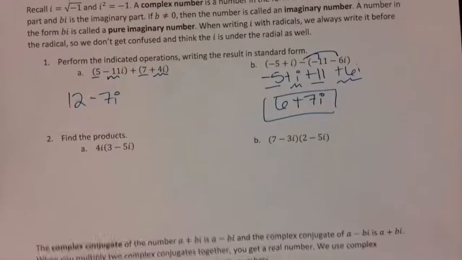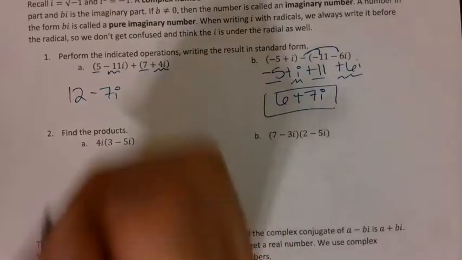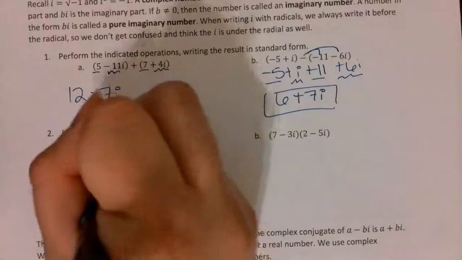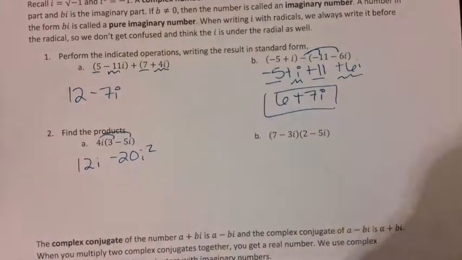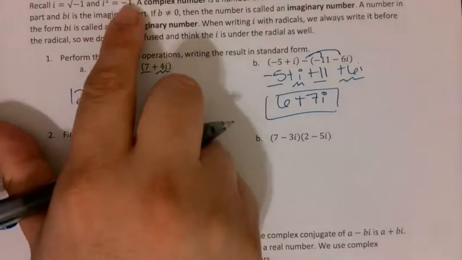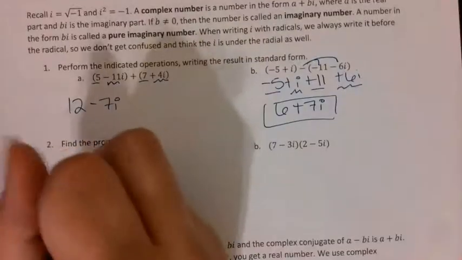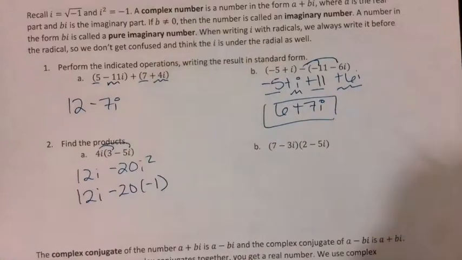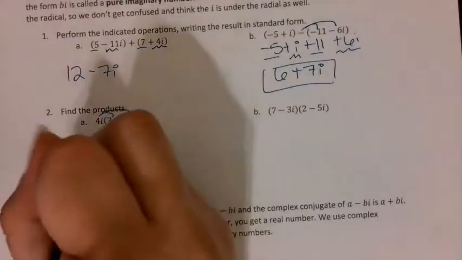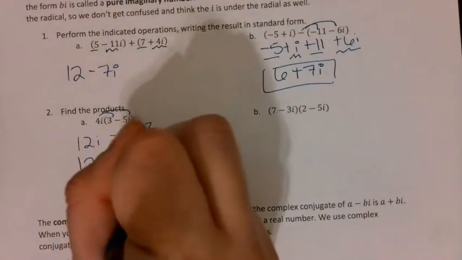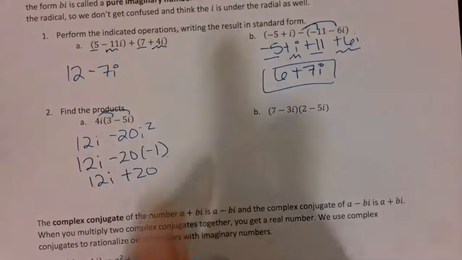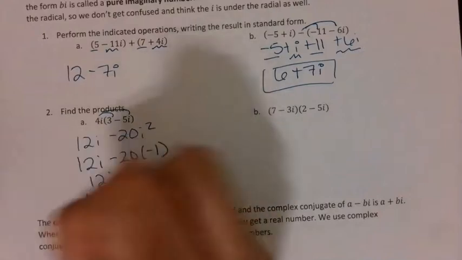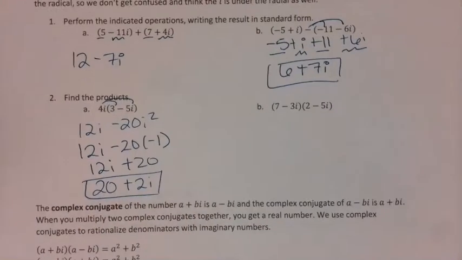Okay. On number 2, we are multiplying. So on this one, I'm just distributing. I have 12i, and then -20i squared. Whenever I have i squared, I want to turn it back into the -1. So I have 12i minus 20 times -1. Then I have 12i plus 20, because 2 negatives make a positive, and then we need to always write this in standard form, so the real part always goes first. So I have 20 plus 12i.